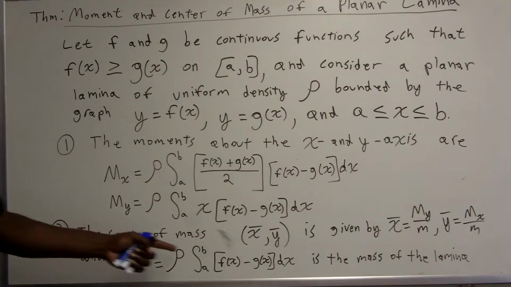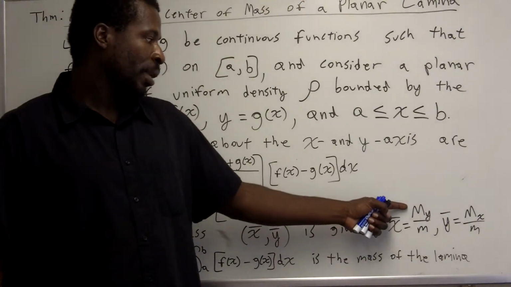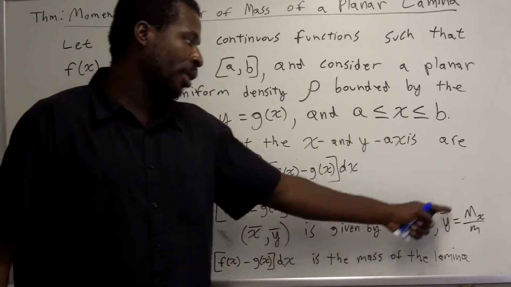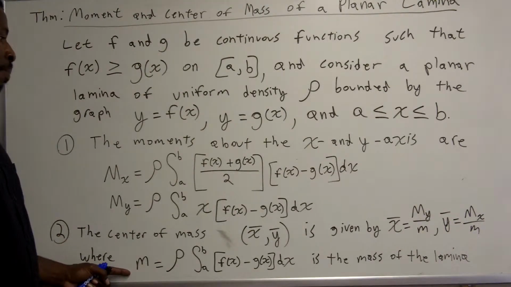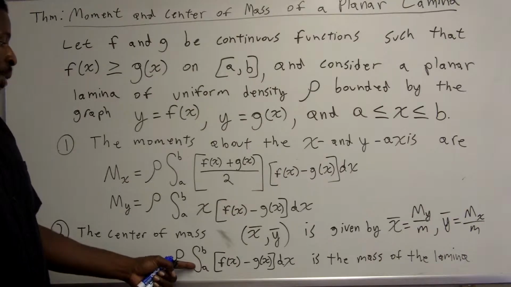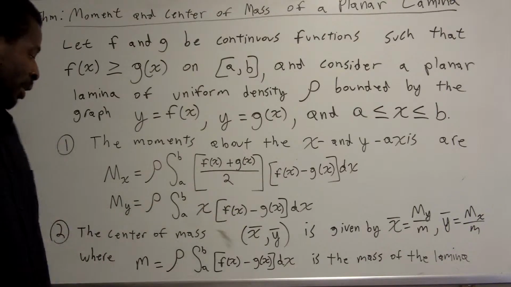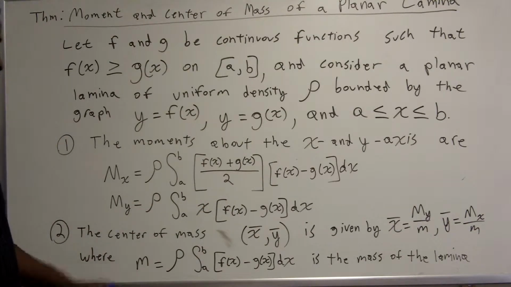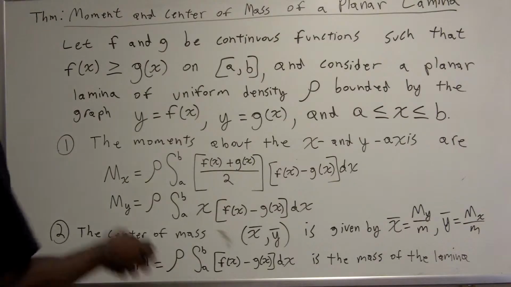And the center of mass is x bar, y bar, where x bar is My over m, and y bar is Mx over m. And m is just basically the mass of the lamina, which is the density of the lamina multiplied by the area of the lamina. This integral here is the area of the lamina. So density multiplied by area gives us the mass of the lamina. So that's where all this comes into play. Let's go ahead and use this theorem to do a problem.